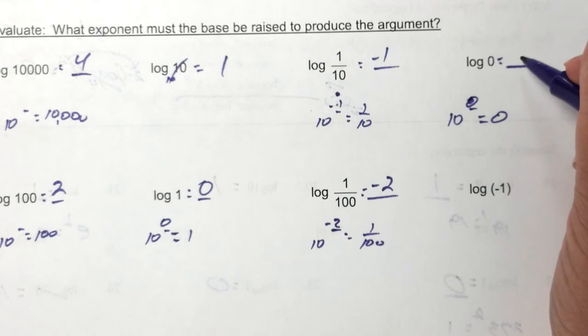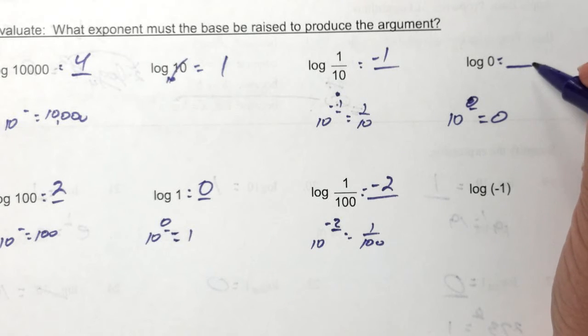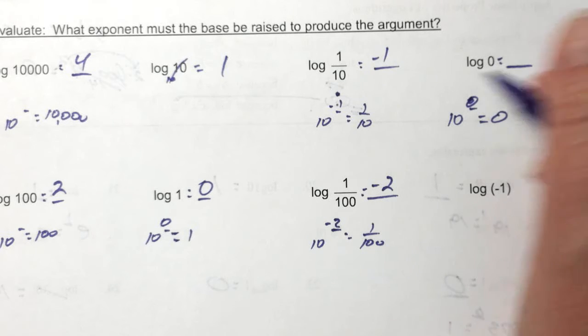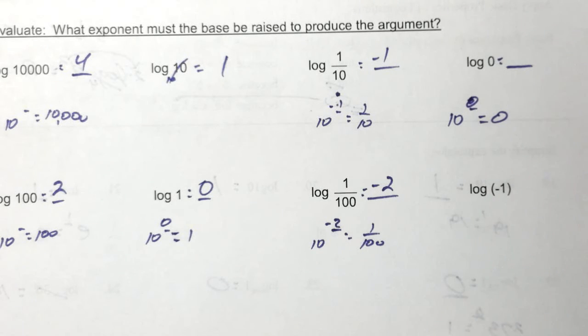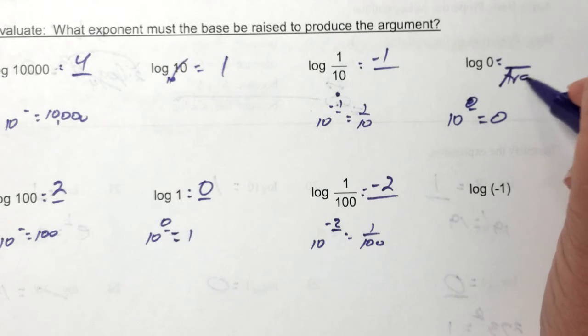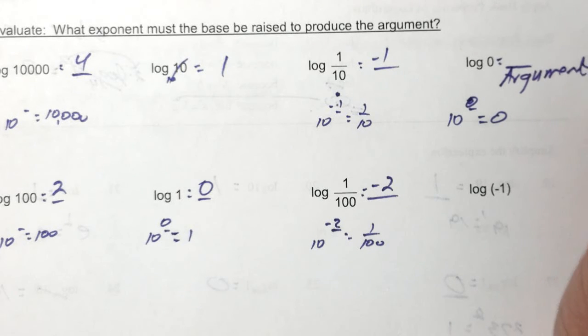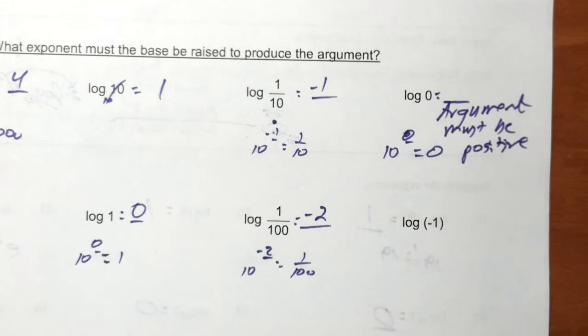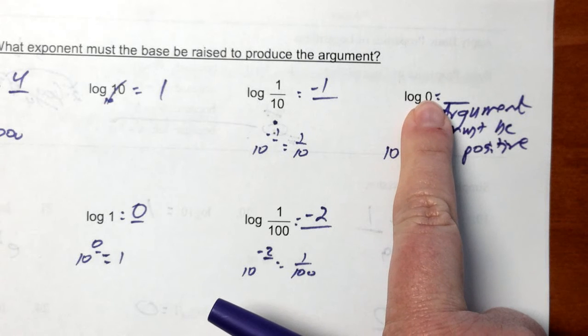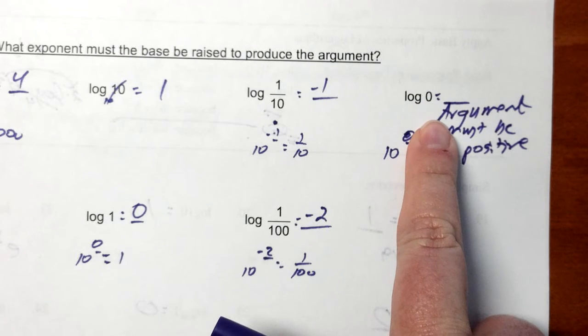So you're going to get an error message in your calculator. We're going to say, hey, not solvable. We can't work this. Argument must be positive. We cannot have a 0 in the argument position. So this is not one that will work out.